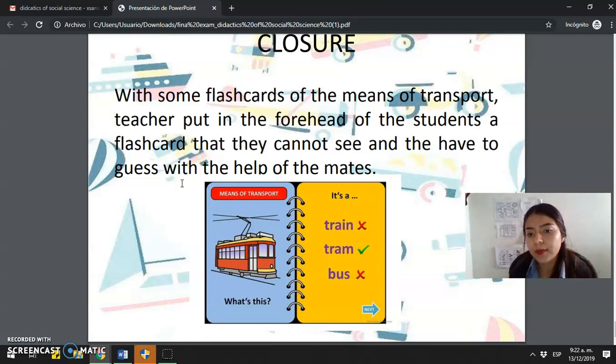To close, with some flashcards of the means of transport, the teacher puts a flashcard on the forehead of the students, and they cannot see it, and they have to guess with the help of their mates. So the activity to close is very easy, didactic and funny. I'm going to put an image on the foreheads of the students, and the student cannot see the image, so he has to guess with the help of the students who are describing it.